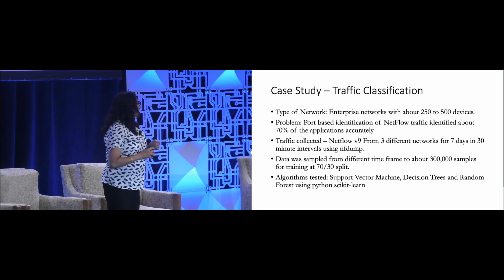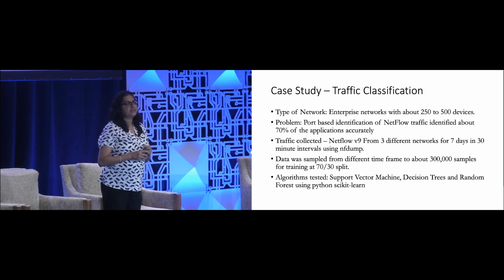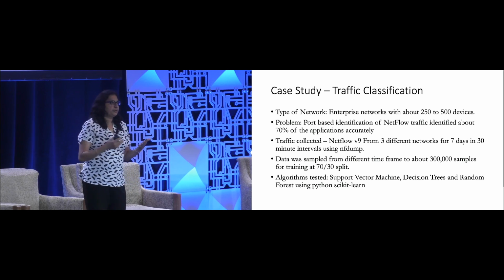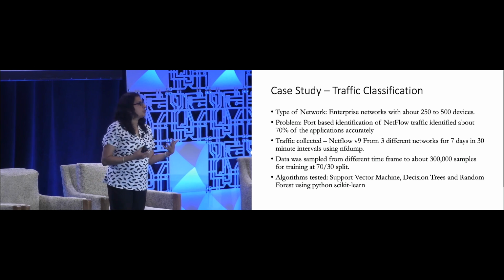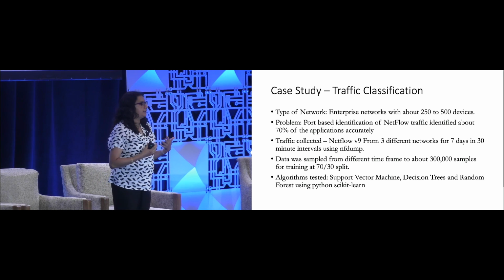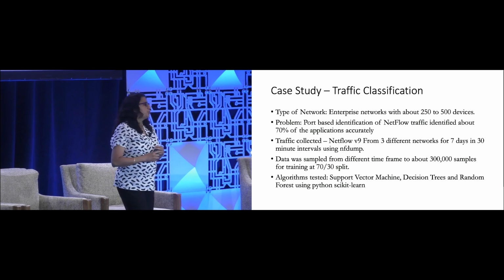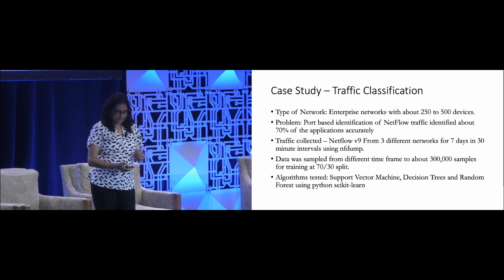We collected NetFlow from 3 different networks for 7 days in 30-minute increments. We did a lot of filtering and sampling. That was still a lot of data, and we didn't want to use all the data. So to get the spatial and temporal diversity, we did sampling and filtering. And we did a 70-30 split, and we used the 3 algorithms to test it.